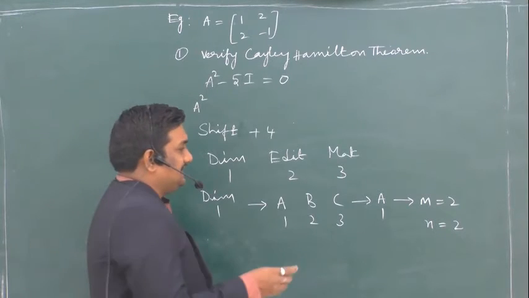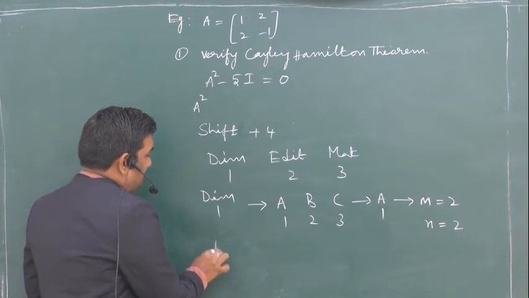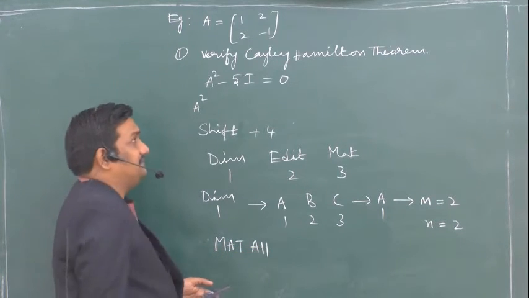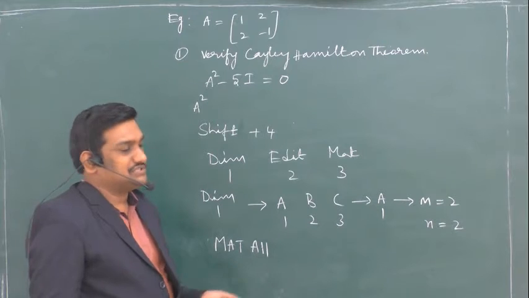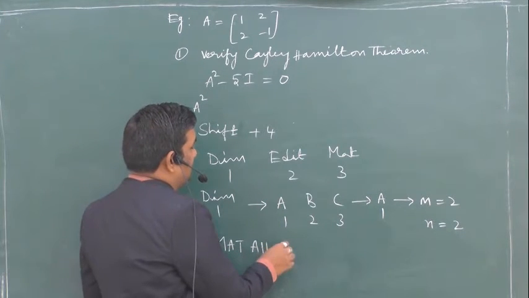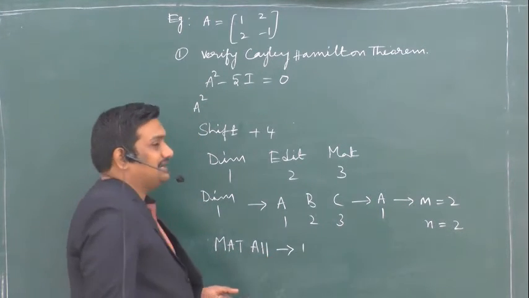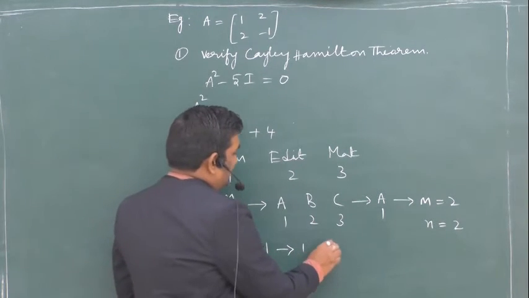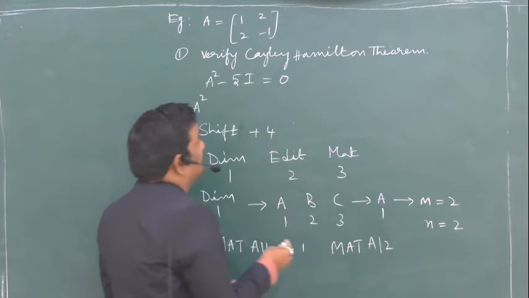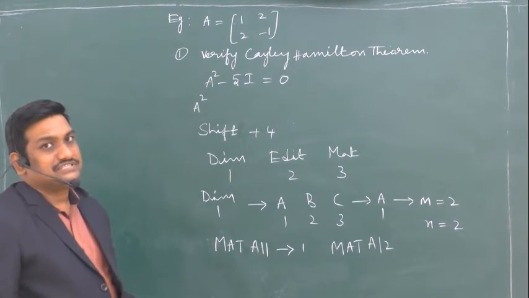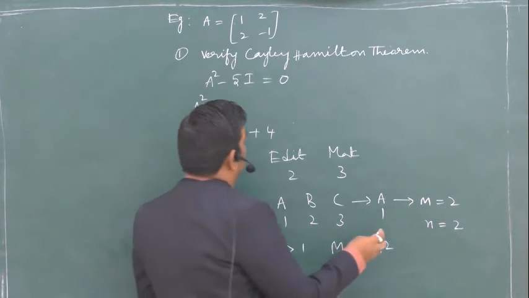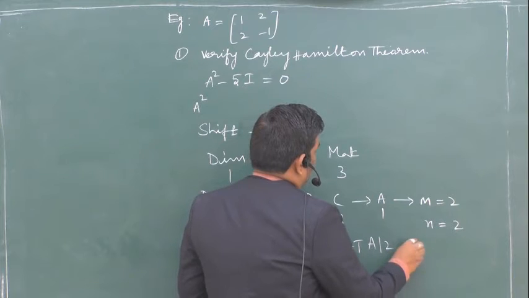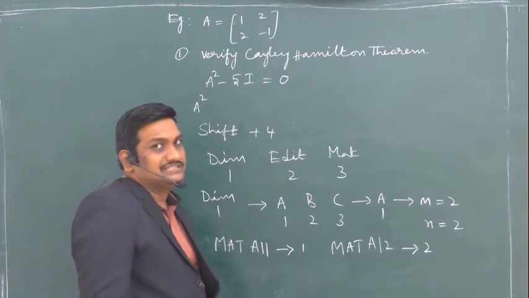Then it asks for mat A11. So mat A11 is the element in the first row and first column. Here it is 1, you type 1 and press equals. Then it asks mat A12. Here A12 means first row, second column. The element is 2, you type 2 and press equals.